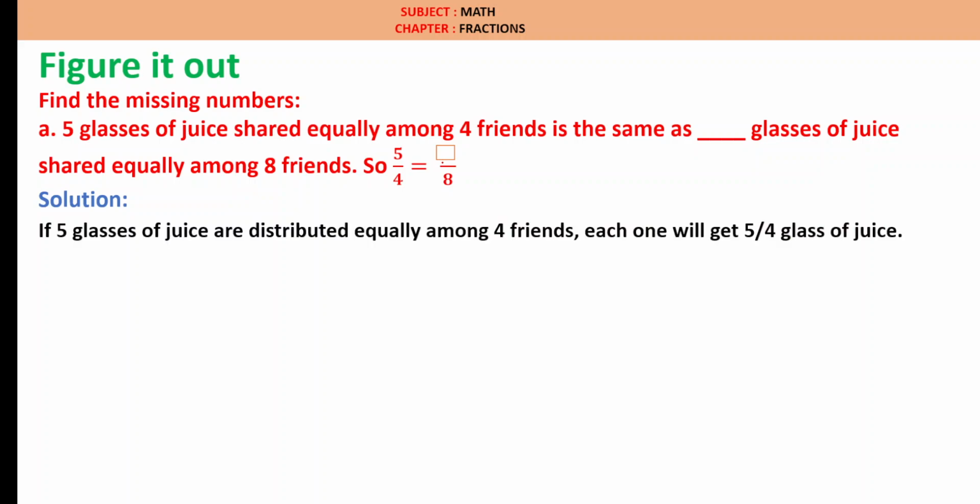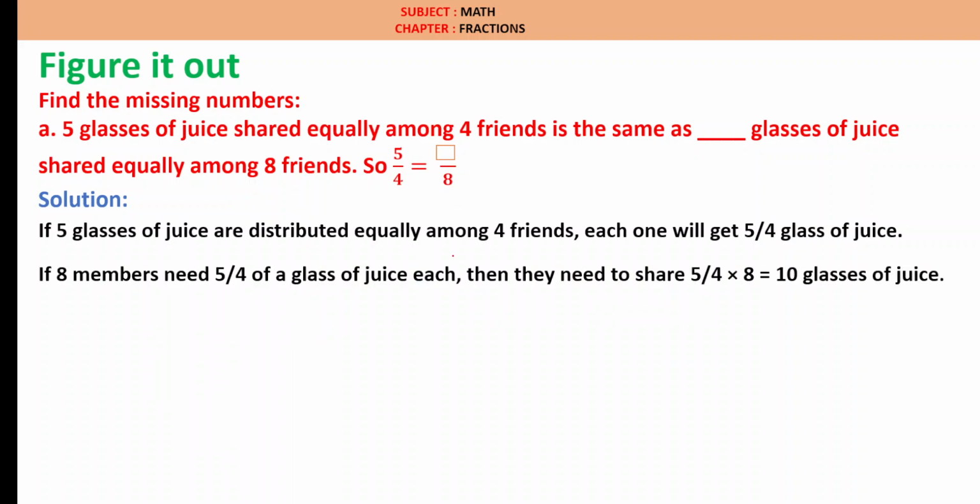Solution. If 5 glasses of juice are distributed equally among 4 friends, each one will get 5/4 of a glass of juice. If 8 members need 5/4 of a glass of juice each, then we need 5/4 into 8 glasses of juice. Here 5/4 into 8 we can write as 4 ones are 4, 4 twos are 8, 5 twos are 10. So 10 glasses of juice are required here. So what we need to fill in is: the same as 10 glasses of juice shared equally among 8 friends. That is 5/4 is equal to 10/8. Thus 5/4 is equal to 10/8.